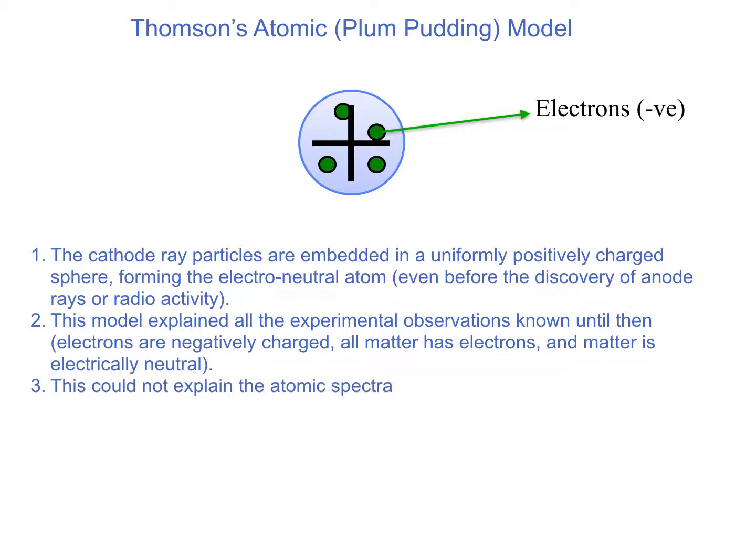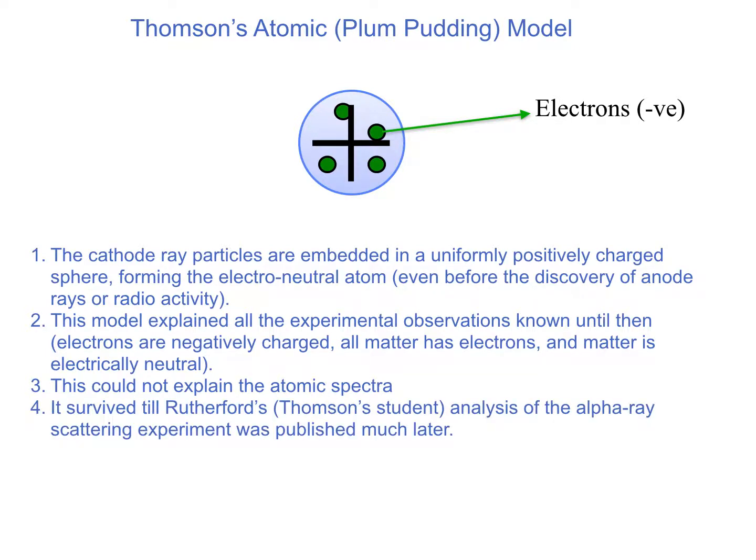But this model couldn't explain atomic spectra. By that point, very detailed spectroscopic studies were done to demonstrate that atoms, under certain conditions, which we will see later in this course, emit very sharp lines. And so that could not be explained by this model.